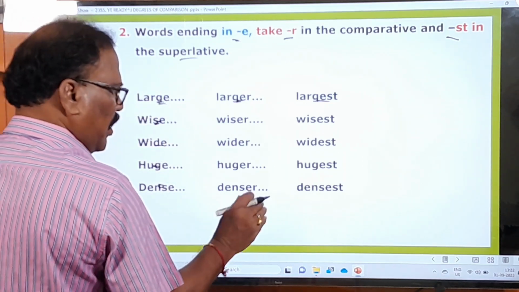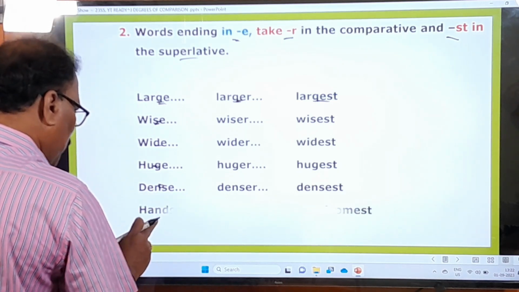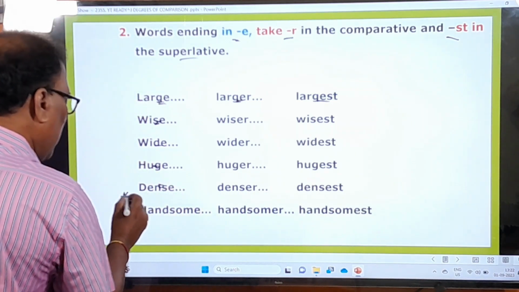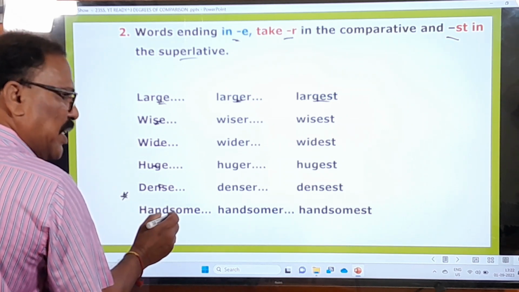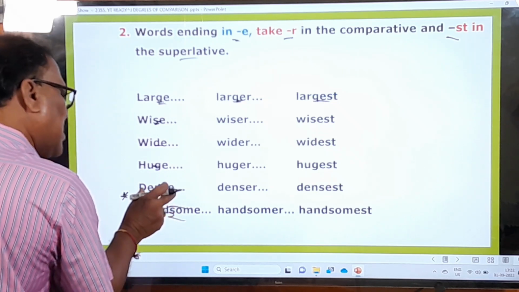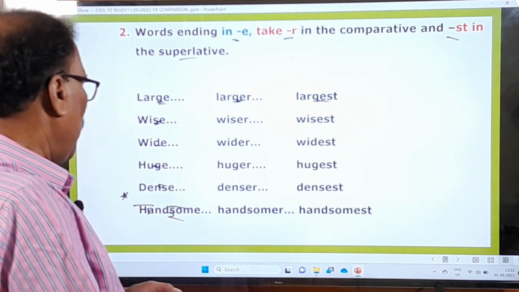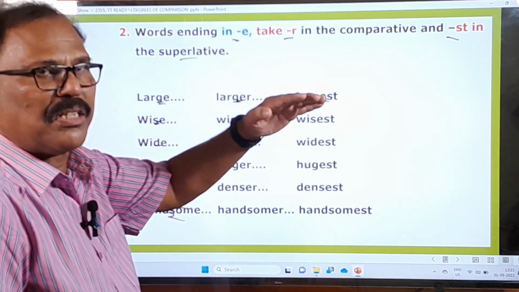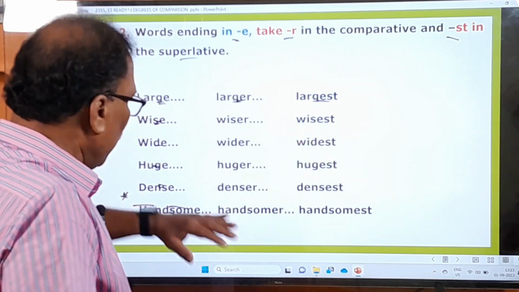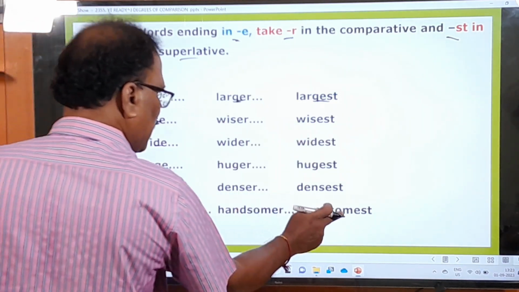I don't want to go into the meanings of these words. Denser, densest. Then comes handsome, handsomer, handsomest. This is a star marked one. Though it is a small adjective, handsome has two syllables, so sometimes it will also come under a big adjective, and then you can apply that rule also. What rule do the big adjectives follow? Let us see that afterwards. Until then, handsome, handsomer, handsomest.